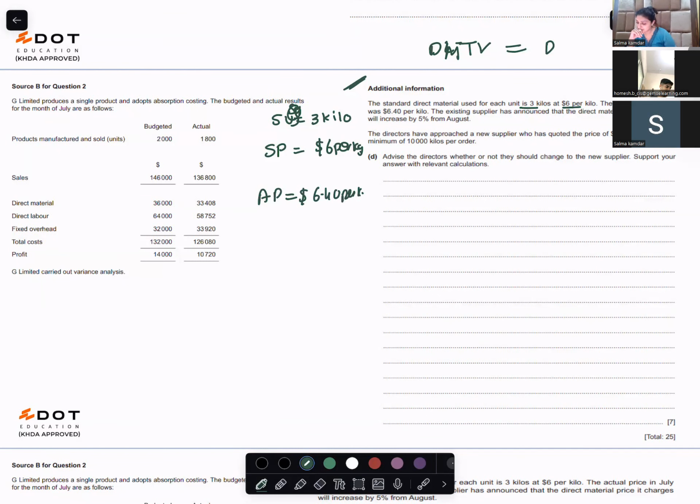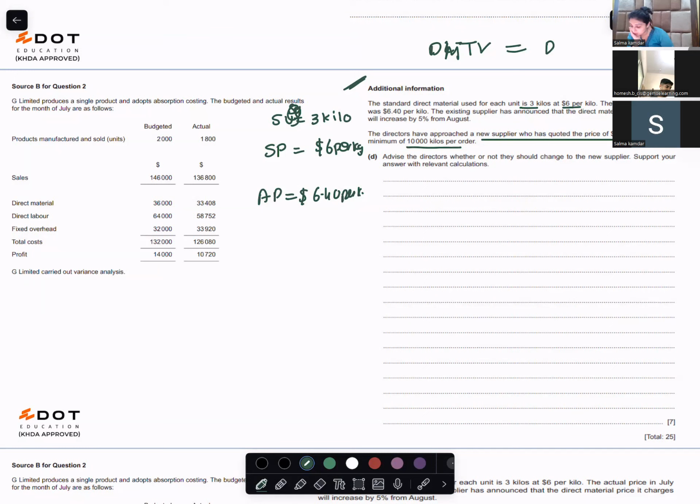Now the existing supplier has announced that the direct material price it charges will increase by 5% from August. So the directors have approached a new supplier, who quoted the price of $6.20 per kilo with a minimum order of 10,000 kilos per order.